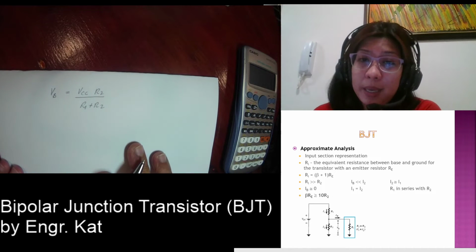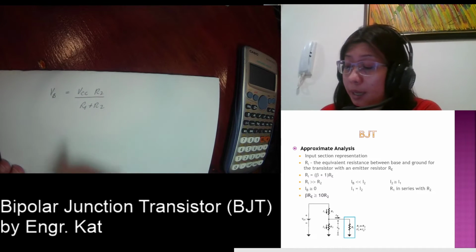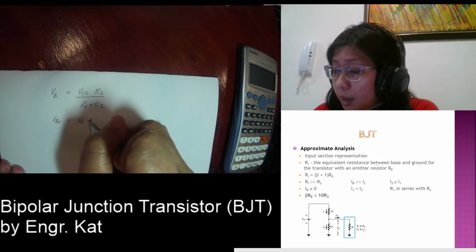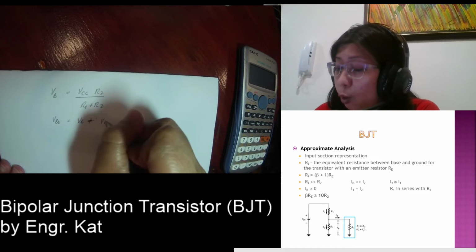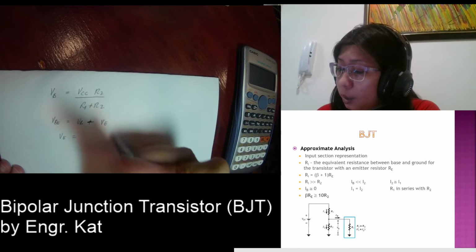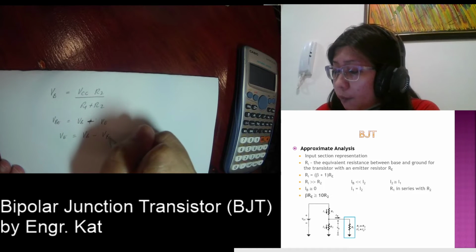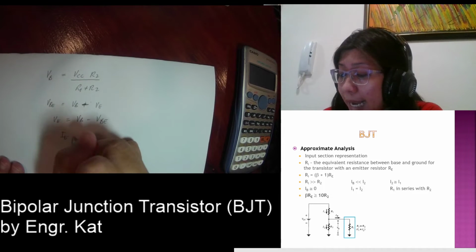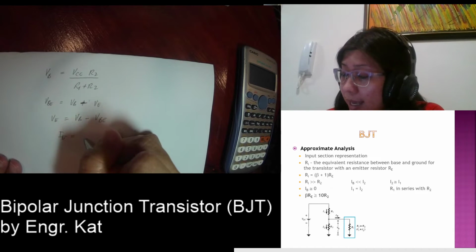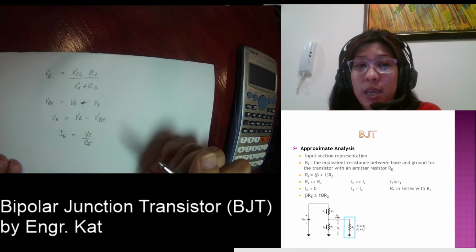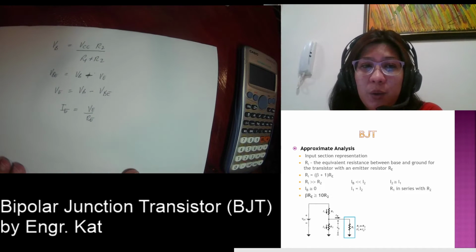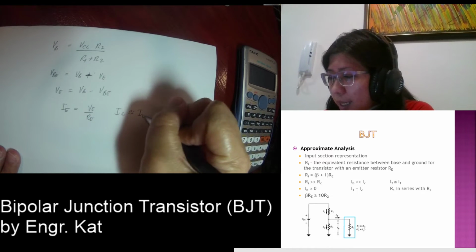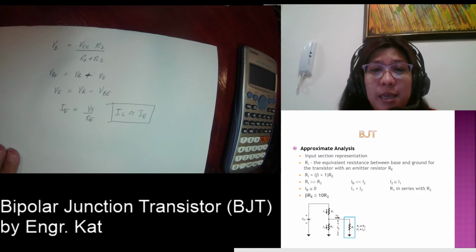Once we know VB, we can solve for VE. VBE is equal to VB minus VE, or VE is equal to VB minus VBE. When you determine VE, you can solve for IE. IE is VE divided by RE. And when you know IE, we can use this instead: IC is approximately equal to IE.